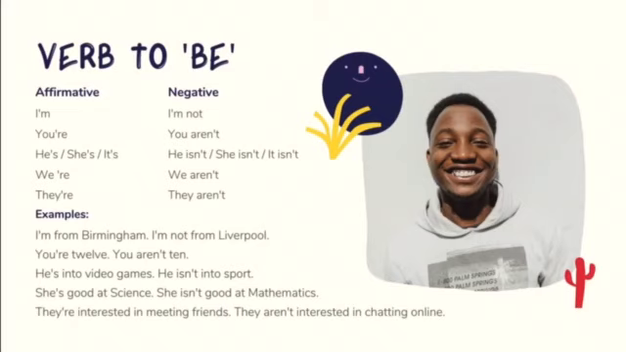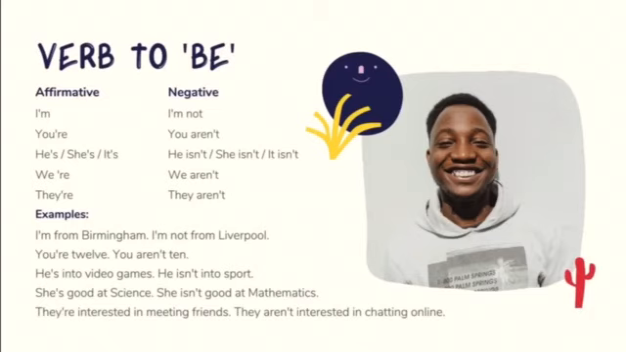So what about the negative statement? In negative statement, you only have to add not to the phrase. So I'm becomes I'm not. You are becomes you are not or you aren't. He is becomes he is not or he isn't. She's becomes she is not or she isn't. It's becomes it is not or it isn't. We are becomes we are not or we aren't. And they are becomes they are not or they aren't.